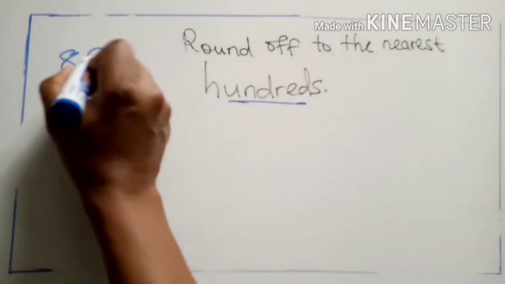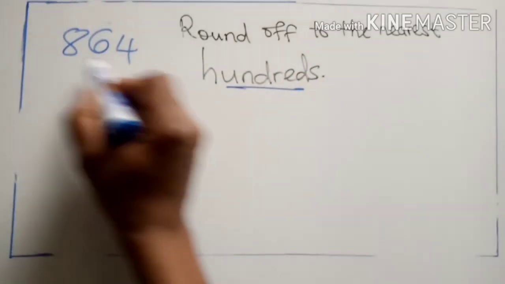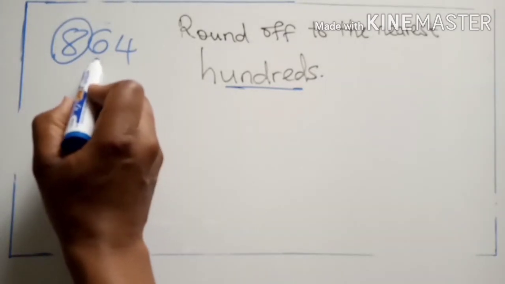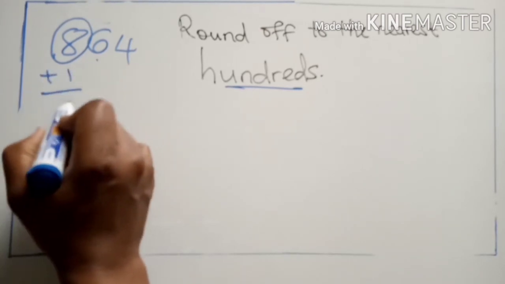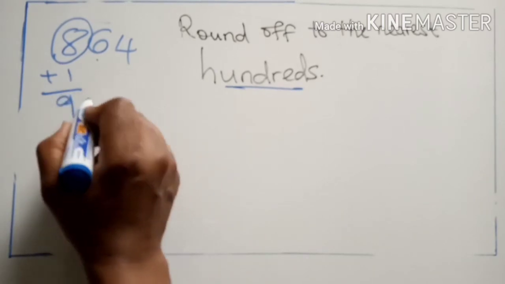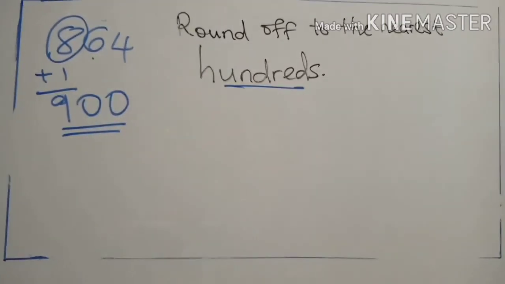We have 864. Round off to the nearest hundreds. Circle the hundreds, then look at the number to the right. It is already 5 and above, so that means we are rounding up. We are going to add 1 to our hundreds so that we have 9. And then we say every number that is after that is converted to zeros. So our answer is 900.